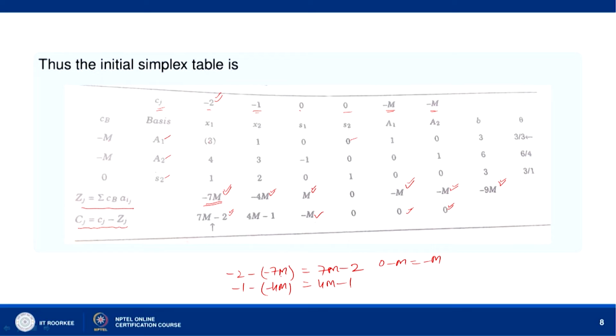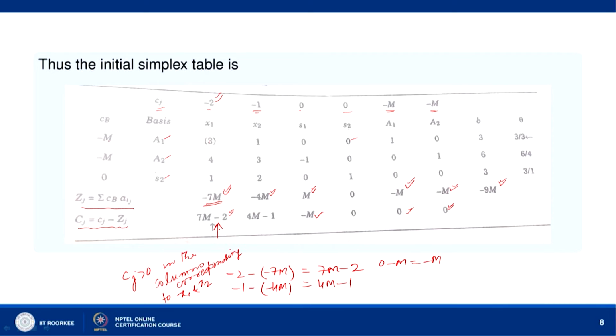Cj is positive in the columns corresponding to x1 and x2. But since M is large, 7M minus 2 is more than 4M minus 1. So, 7M minus 2 is our key column, this is our key column.